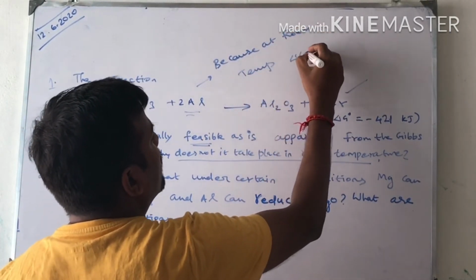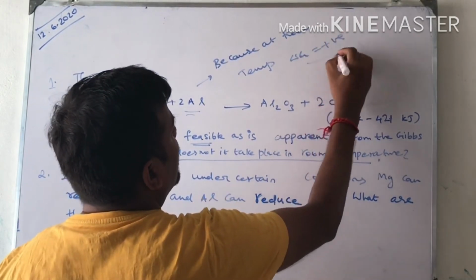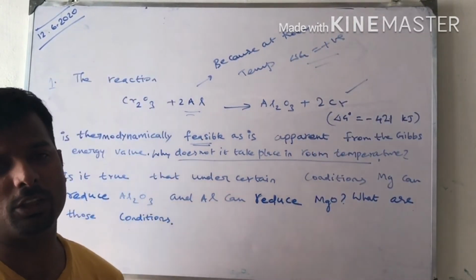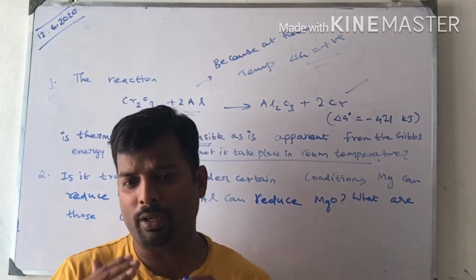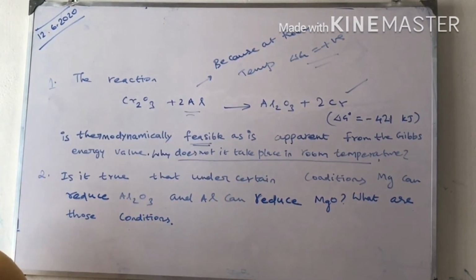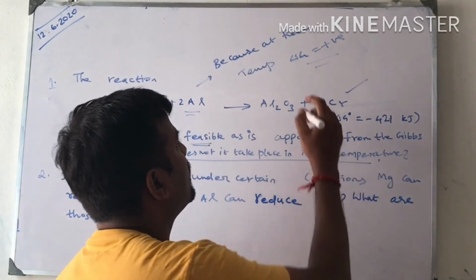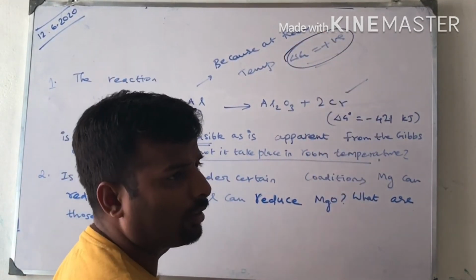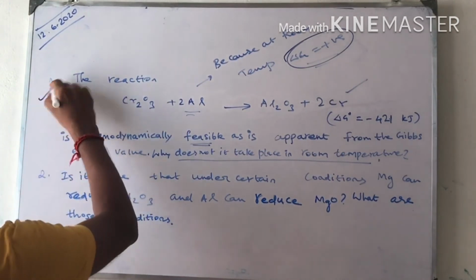At room temperature, delta G becomes positive. If delta G is positive, it means the reaction is non-spontaneous. So that is why we have to increase the temperature. If we increase the temperature, the delta G will automatically become negative. Then only the reaction is possible.